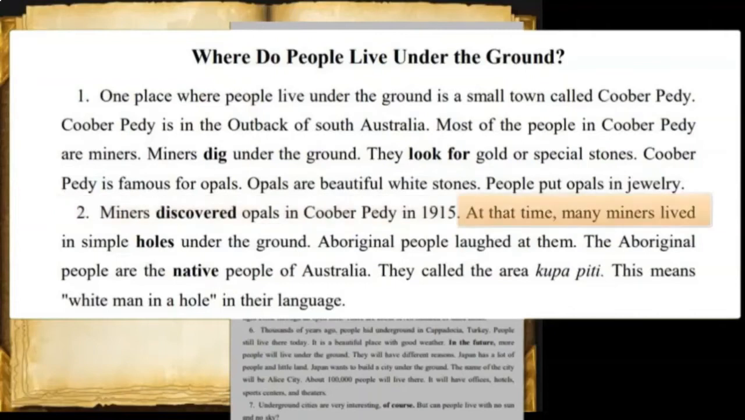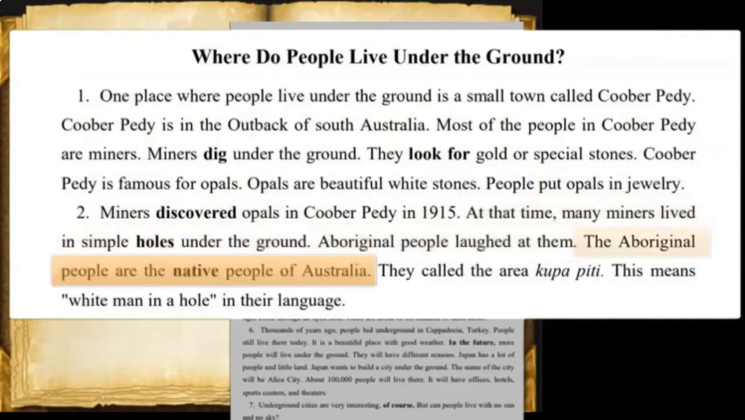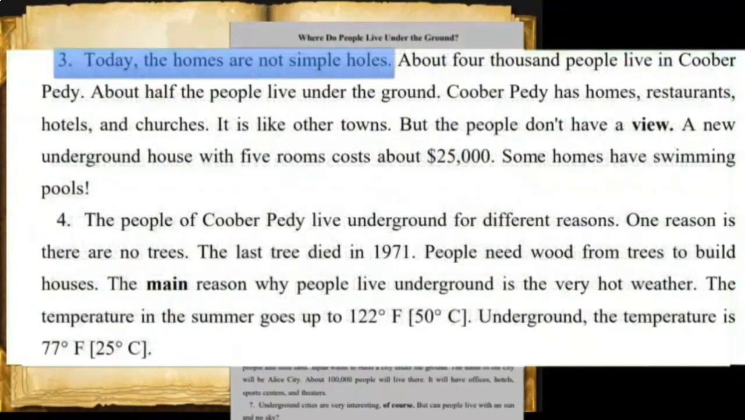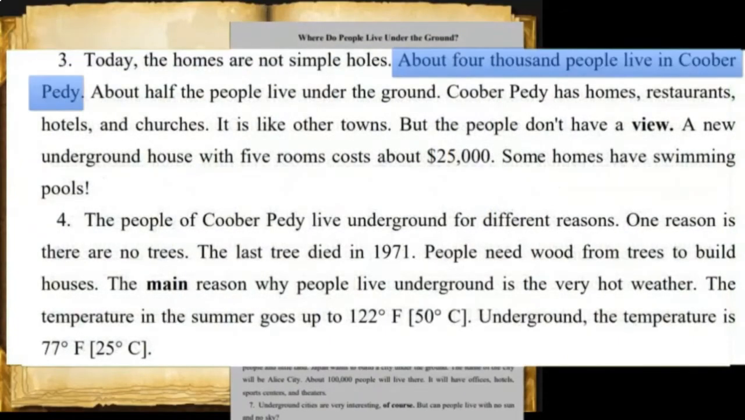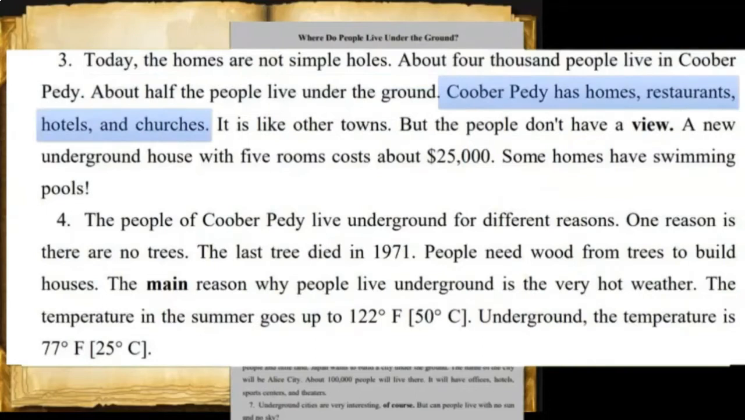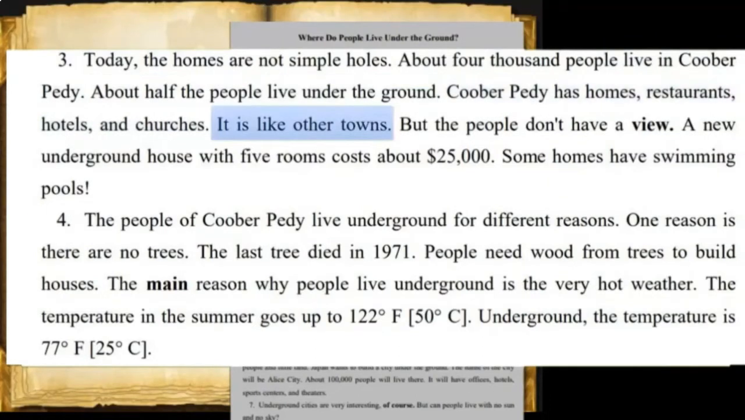At that time, many miners lived in simple holes under the ground. Aboriginal people laughed at them. The Aboriginal people are the native people of Australia. They call the area Coober Pedy. This means white man in a hole in their language. Today, the homes are not simple holes. About 4,000 people live in Coober Pedy. About half the people live under the ground. Coober Pedy has homes, restaurants, hotels, and churches. It is like other towns, but the people don't have a view.